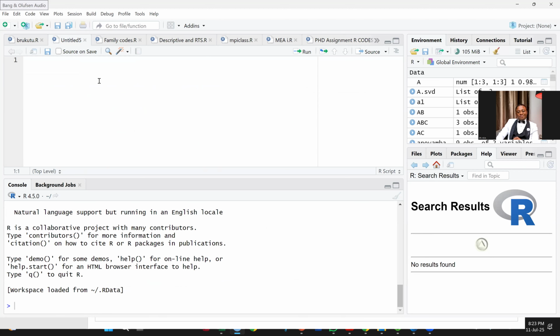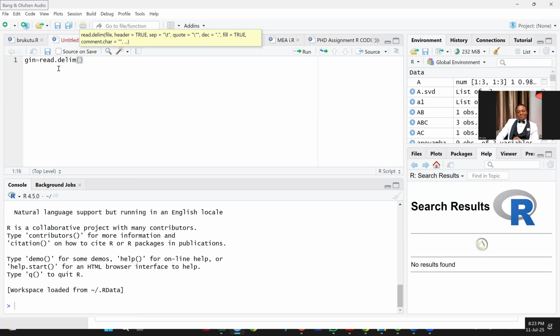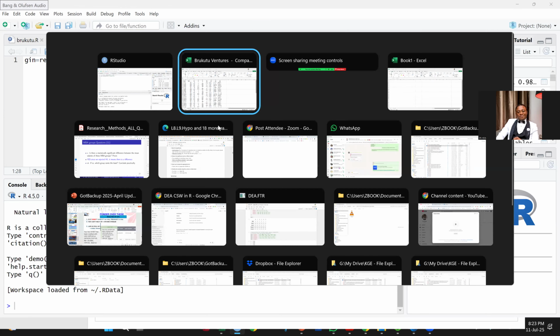Let's load the data. Call it gen. So type gen in the command. Gen equal to, I think this one I gave you, read.delim. Okay. And then you do a bracket, double apostrophe, and inside the double apostrophe, you type clipboard. Fantastic. And then go and copy the entire data set in Excel.